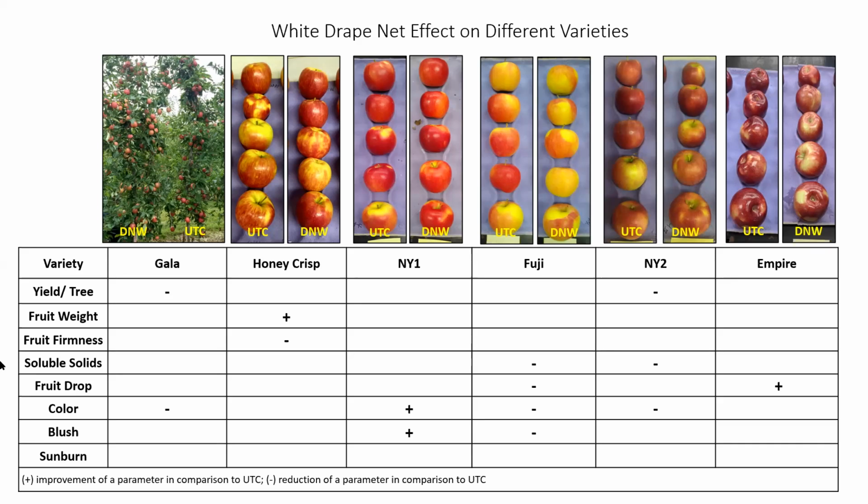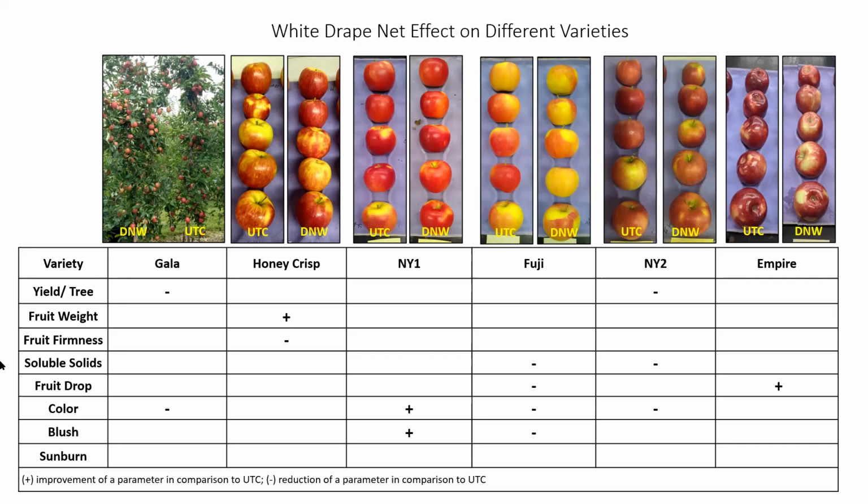Honeycrisp and Empire fruit grown under the net show the highest resemblance to the fruit of control trees. White net had a potential to promote pre-harvest fruit drop in Empire and affect the size of fruit in Honeycrisp. So color development and pre-harvest drop seem to be the biggest concern for drape net used in some varieties. That is why we decided to focus our future investigation into drape net effect on color development and pre-harvest fruit drop.